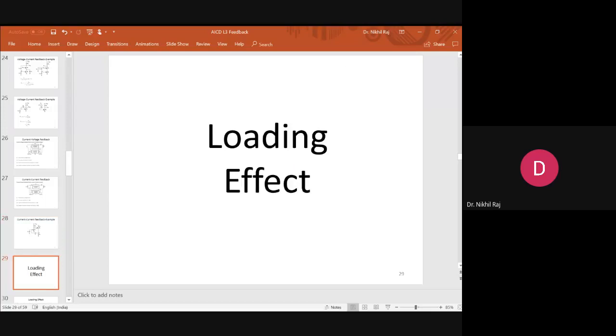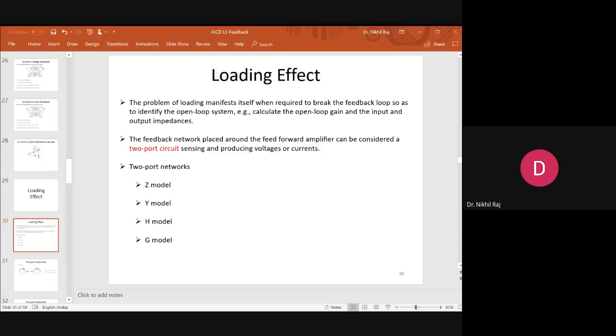Okay, with respect to the loading effect, whether any change in the gain will be there, or whether the gain calculation done earlier without the loading will be the same, that we'll see in the loading effect. So what is the loading effect? The problem of loading effect manifests itself when required to break the feedback loop to identify the open loop system. This means it will calculate the open loop gain and the input and the output impedance.